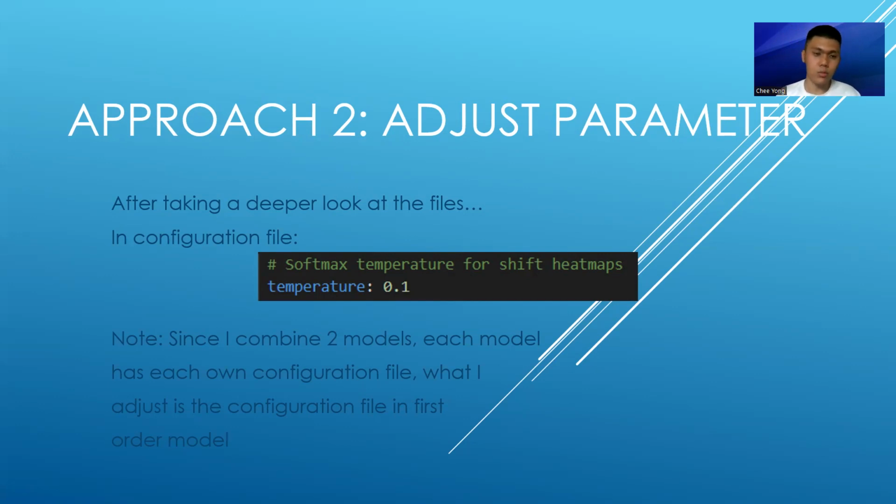Therefore, I would like to do further analysis on this parameter to see whether different values can make the output better or worse. Note that since I combine two models, the first one is the first order model and the second one is the hot swap model, what I focus on more is the first order model configuration.